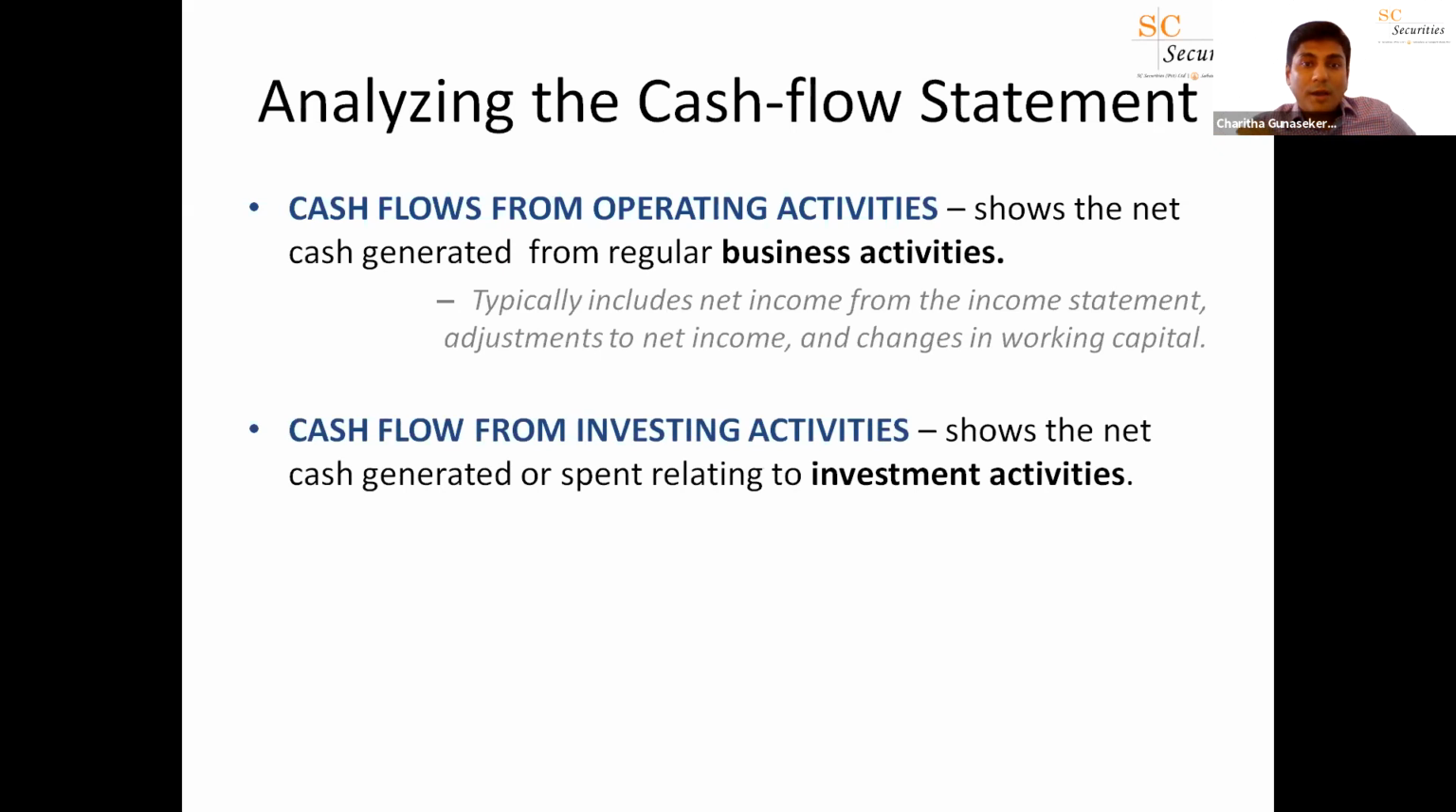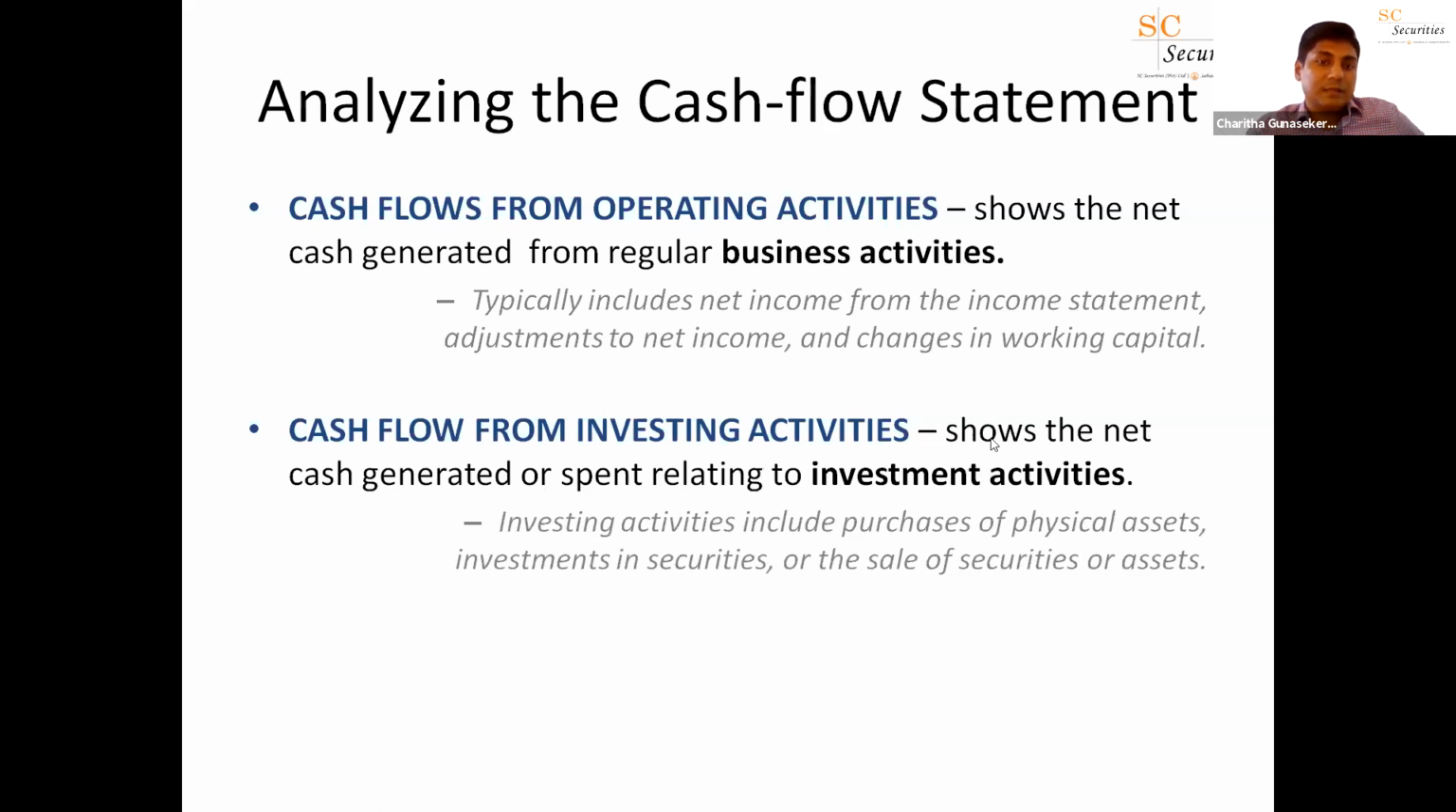Okay. The first way is through your regular business activities: how much cash have you generated? The second way you can generate cash is cash flow from investing activities. What does that mean? It shows the net cash generated or spent relating to investment activities. Now, what would come under investing activities? Investing activities include purchase of physical assets, investment in securities, or the sale of securities or assets. If you invest in plant and machinery, that's an investing activity. When you invest in new plant and machinery, you will have to spend cash.